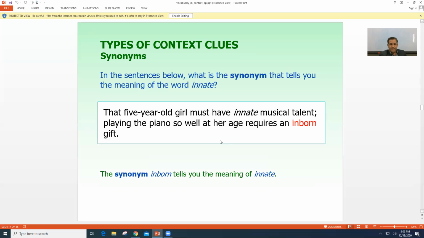Let's see what it says. Now the synonym inborn tells you the meaning of innate. So that 5-year-old girl must have innate musical talent. That means the 5-year-old girl must have an inborn musical talent, because at just 5 years of age, she can play the piano so well. So we have this synonym context clue in this sentence. So this synonym inborn helps us to understand what can be the meaning of innate.